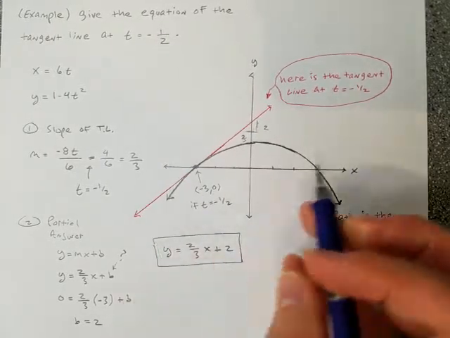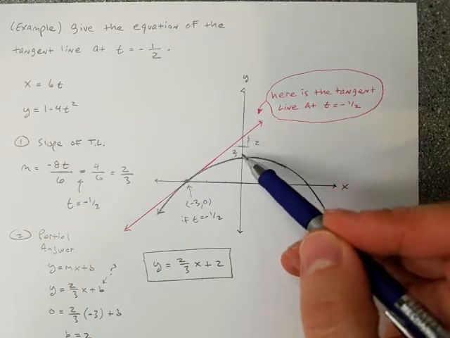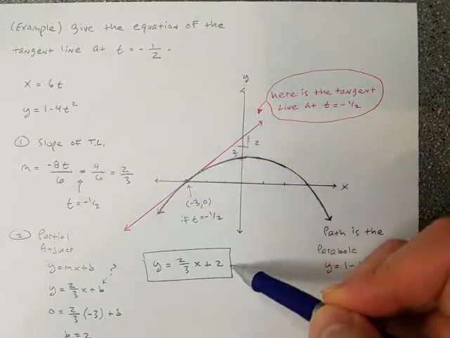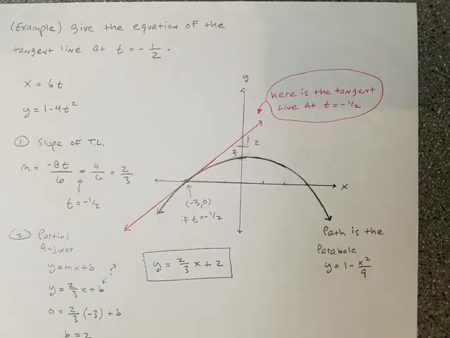So it looked like that line would hit slightly above 1. Here's 1 on the y-axis, and the y-intercept turns out to be 2. Okay? All right. So let's look at one more thing.